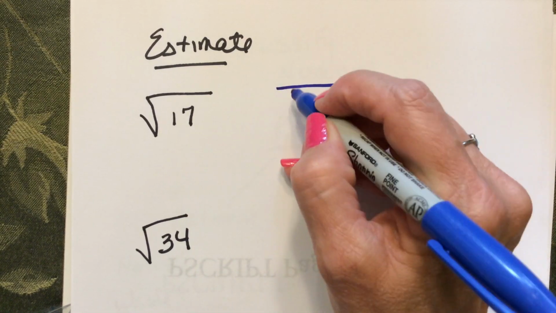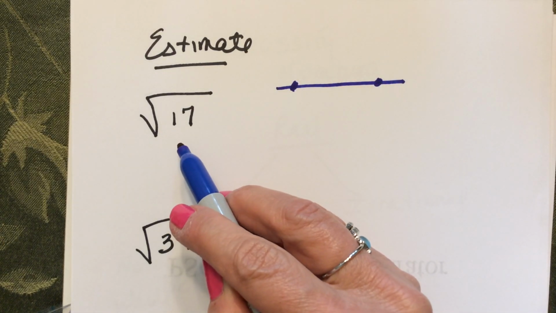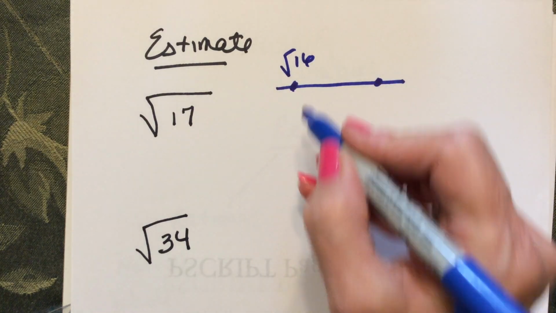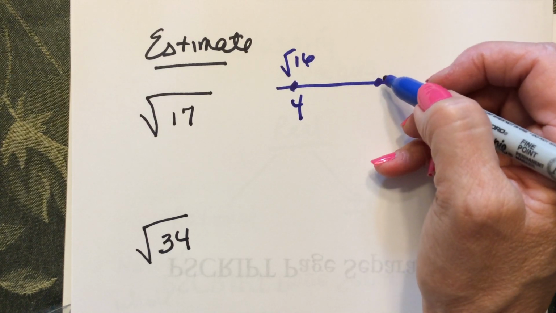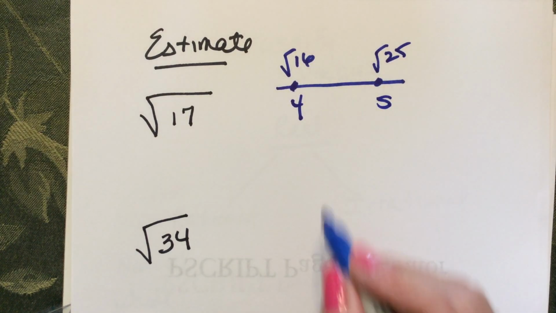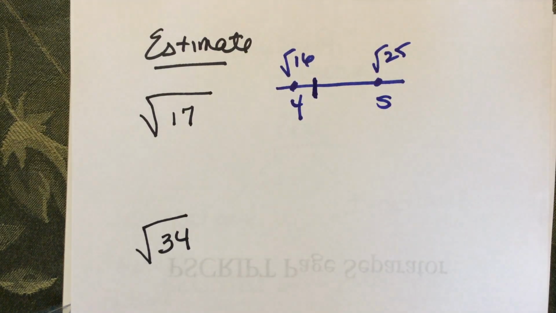So I'm going to make a little number line, okay? And the closest perfect square to this would be the square root of 16. The square root of 16 is 4, okay? The next perfect square would be the square root of 25, which is 5. And 17 is just a little bit more. So I would say the square root of 17 is a little bit more than 4.